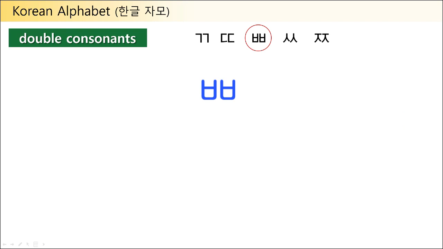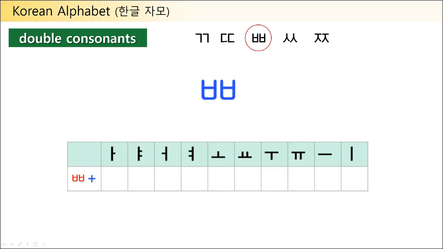Let's combine these double consonants with basic vowels to make syllables, and see what they sound like.